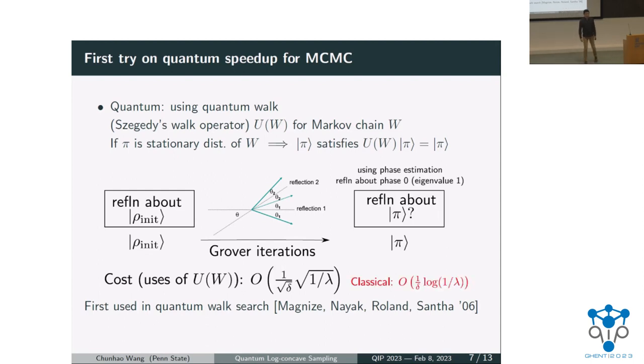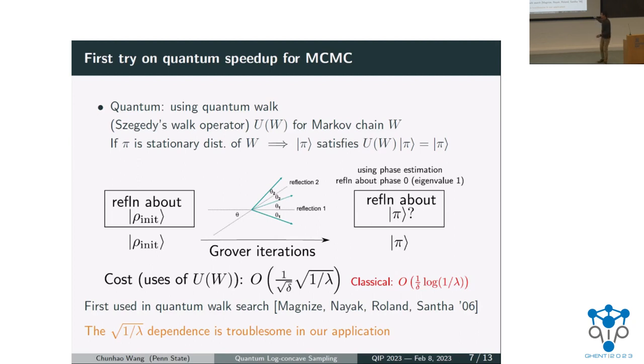Let's recall the classical cost. Classically, the dependence on the overlap is in the log factor, but now it's a polynomial factor. In our case, and also in many other Markov chain sampling tasks, the initial distribution is pretty far away from the target distribution. That means the overlap is pretty small. So now the quantum algorithm is worse than the classical algorithm, right? So this polynomial dependence on the overlap is problematic.